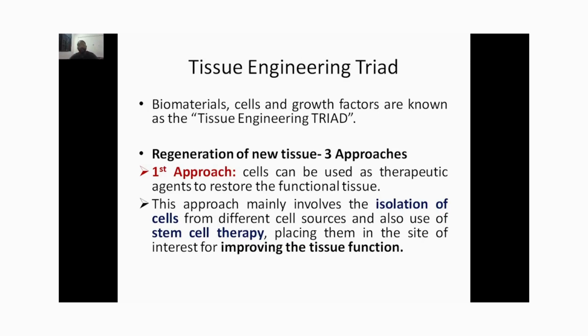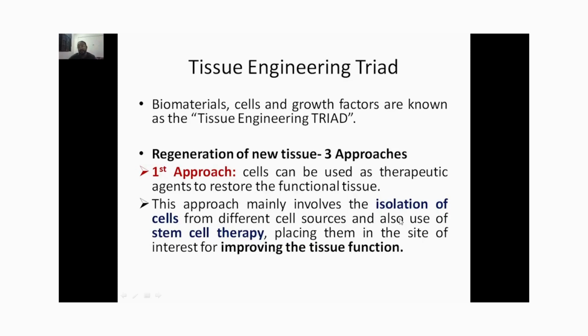We can discuss the approaches first, second and third, in any order. The first approach we will take as cells, because cells are the basic requirement. If there are no cells, and you only have biomaterial or extracellular matrix or the growth factors, then what will you grow? So cells act as an important aspect. We will take it as the first approach. In the first approach, cells can be used as therapeutic agents to restore the functional tissue. That means to restore whatever functional tissue is there, we use the cells as a therapeutic agent.